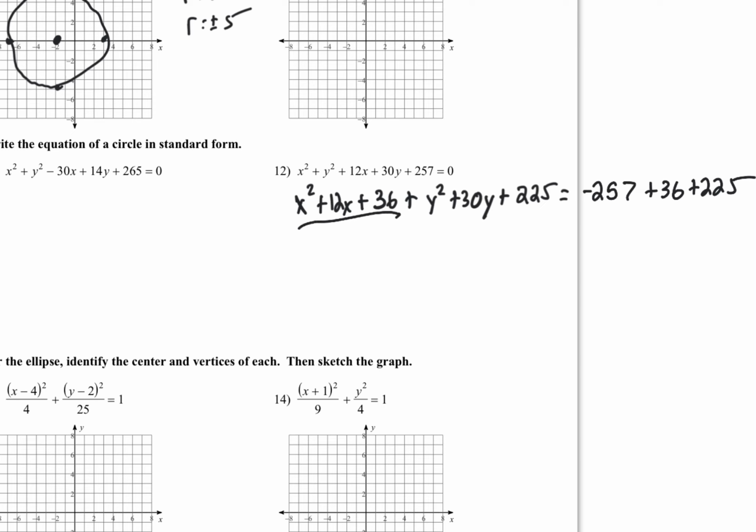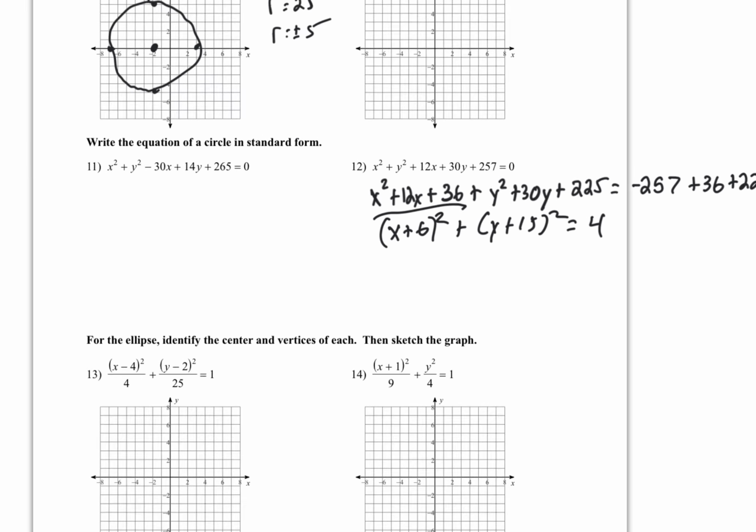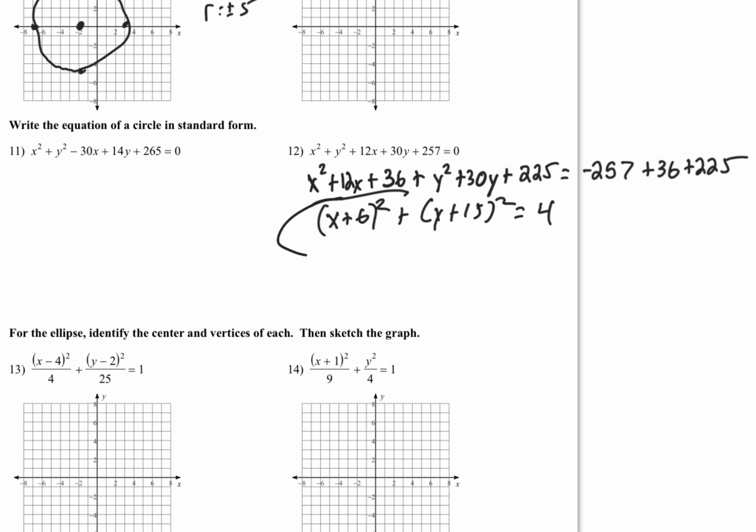Take the x's and factor. Half of 12 is 6. Half of 30 is 15. I think that all comes out to 4. And that's all you had to do. You don't have to identify the center. You don't have to identify the radius. You're done at that point. That's completing the square of a circle.